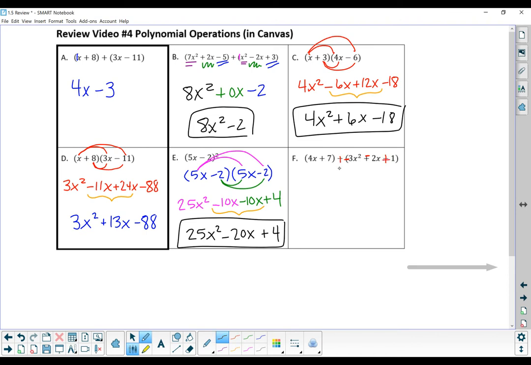So now we can combine our like terms. The only term with a power 2 is this one, so negative 3x squared appears in our answer. I've got a 4x and a negative 2x, and that combines to give me a positive 2x. And then finally, I've got a 7 and a positive 1 for a total of 8. So our final answer there would be negative 3x squared plus 2x plus 8.